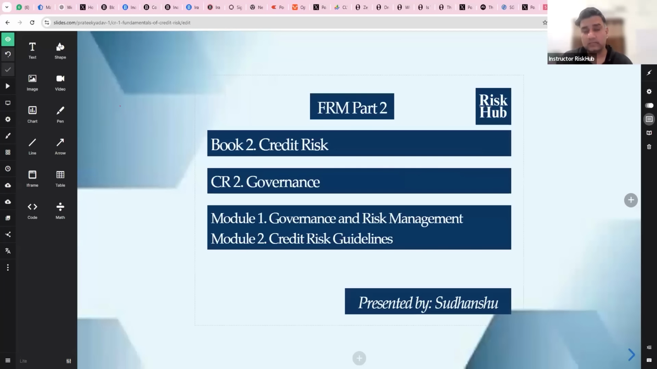All right, guys, let's start the next chapter. So now we are doing chapter number 2, which is governance. We are in book number 2, which is credit risk. We're doing the second chapter of book number 2, which is governance. And this has two modules. Module 1 is about governance and risk management. Module 2 is about credit risk guidelines, that we'll try to understand.